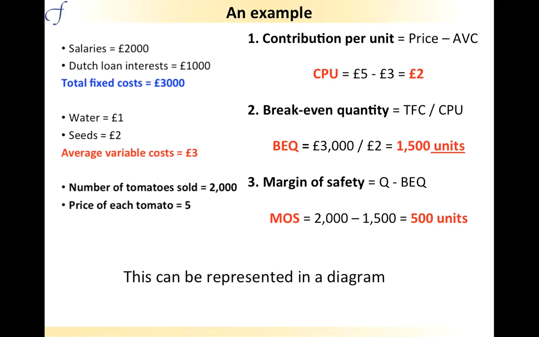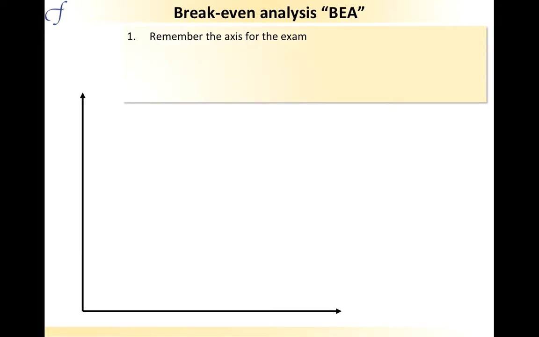We can represent all of these calculations in a diagram, and in fact, you will be required to do so in the exam. We're going to follow the same example to represent this diagrammatically. First thing, in the exams, you will be given graph paper. However, you won't be provided with the scale. So first thing you need to remember is what are the axes. The y-axis is always cost and revenues, and the x-axis is the output and sales.